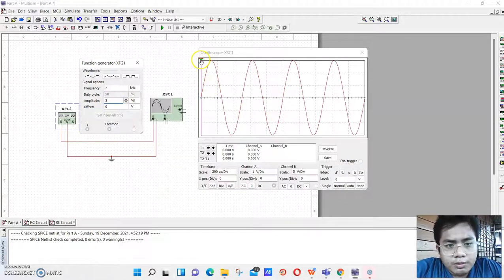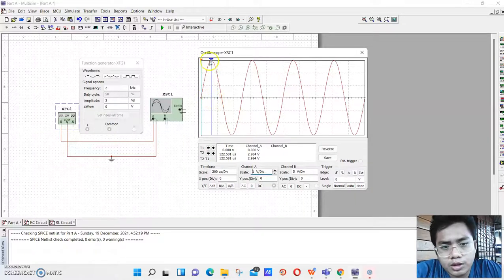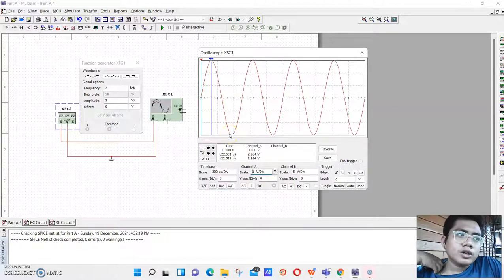To determine the V peak-to-peak, first, this is the amplitude for the V peak. The V peak is from 0 to the maximum point and 0 to the minimum point. So V peak is here from 0 to 3, and the other, lower peak is 0 to -3. To get the V peak-to-peak, 3 is multiplied by 2 and we get 6 V peak-to-peak, from maximum to minimum.